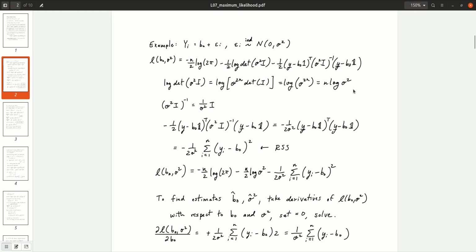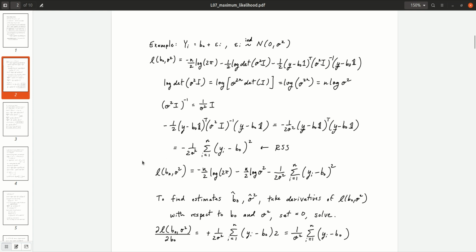Here's the determinant part. So if we put all that stuff together, we just get minus n over 2 log 2 pi. That stays there. This is the log determinant, minus n over 2 log sigma squared. It's minus 1/2 times the log determinant. And this is the quadratic form term.